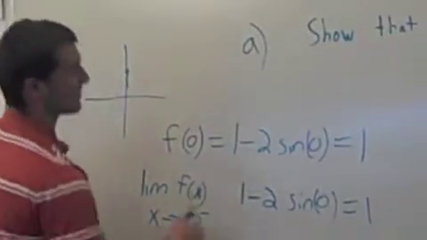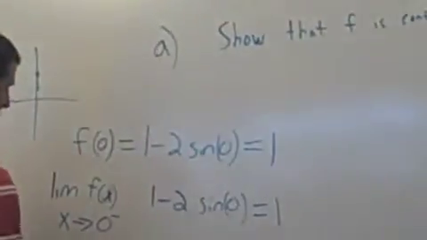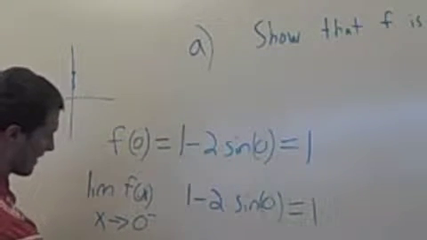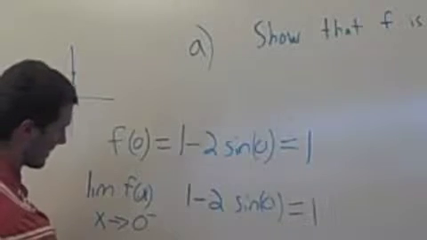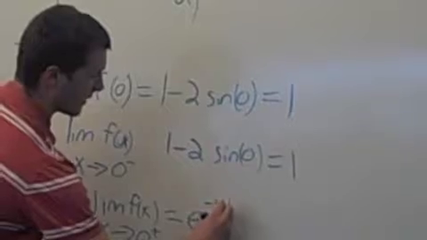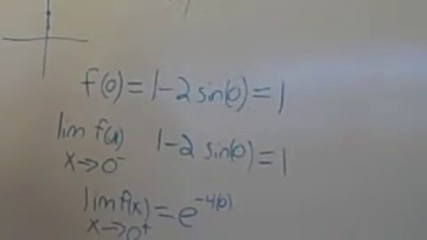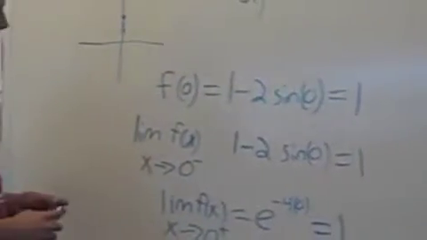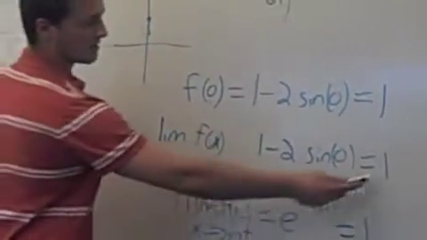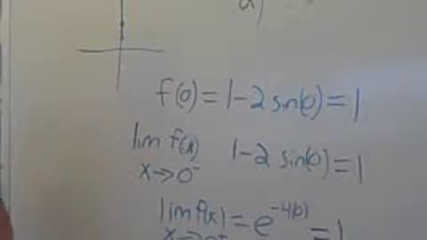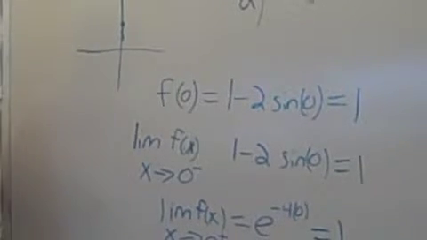For the right-hand side, the positive side, we use the limit of f of x as x approaches 0 from the positive side this time, and that is e to the negative 4 times x, and e to the 0 is 1. And of course, we know by the definition that because the limits agree and they meet at a point that is defined, f is continuous at x equals 0. So yes.